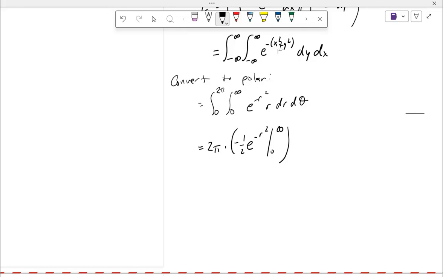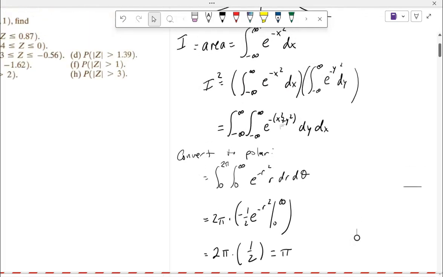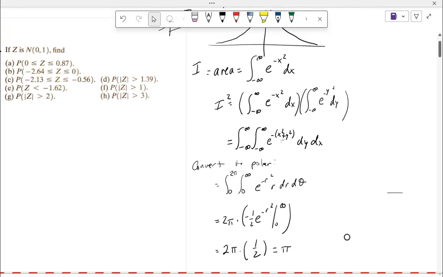Okay? So now you put in infinity, you'll get 0. You put in 0, you get 1, right? All right, so when you put in a 0, you get a 1. We end up with 2 pi times just a 1/2, don't we? Can we get pi? Oh, we're done. So going back up to the original then, what did we do to start? We squared, didn't we? So that means that this must be equal to square root of pi.